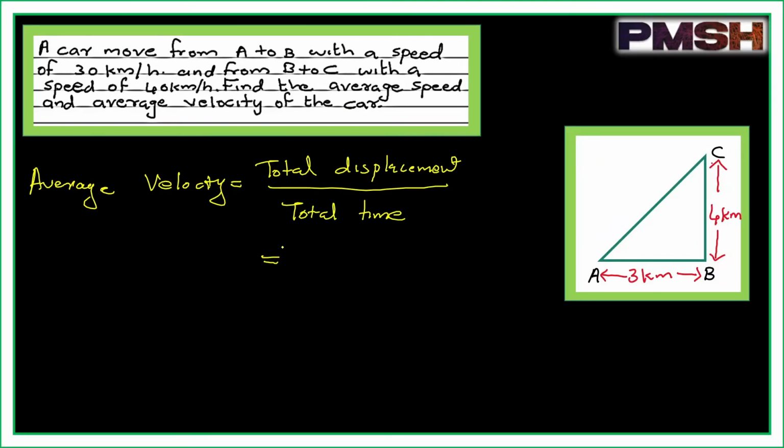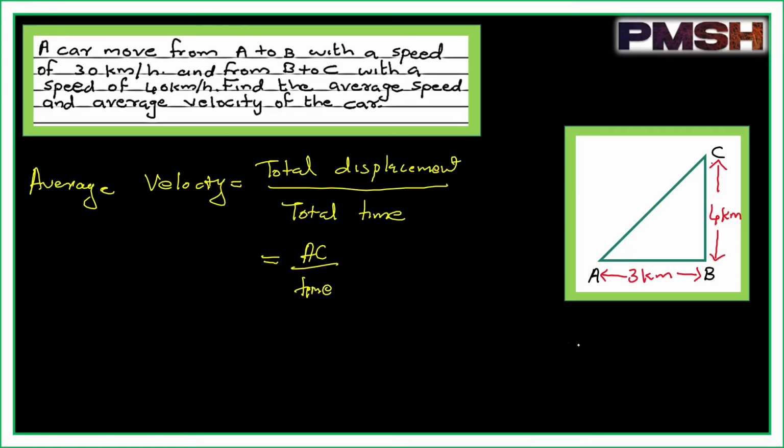So what is the total displacement? Displacement means it is the shortest distance between initial and final position. So the initial position is A and the final position is C. The shortest distance is the hypotenuse of this right angled triangle. Right? So what you have to know, what is this AC? AC is the displacement. So it will be AC by time.